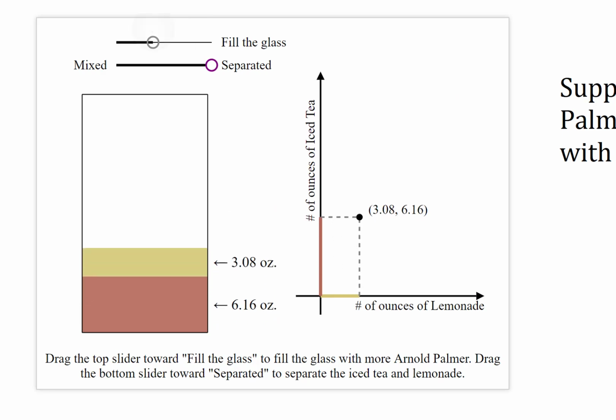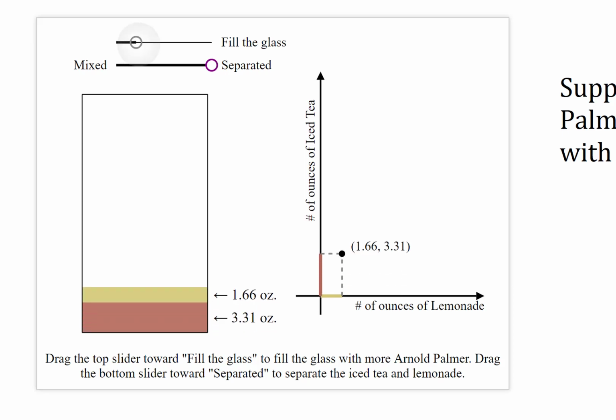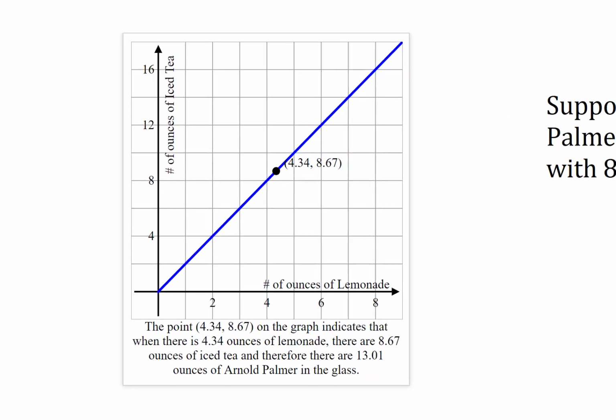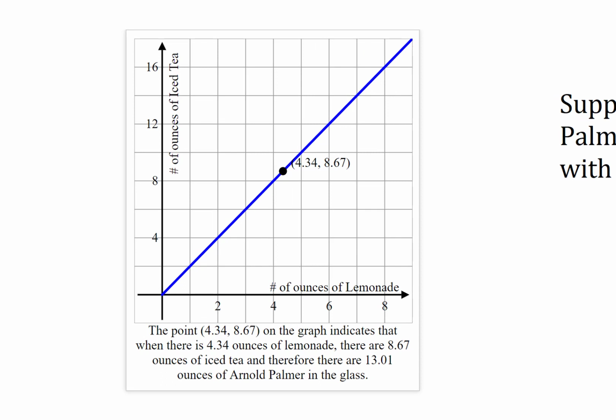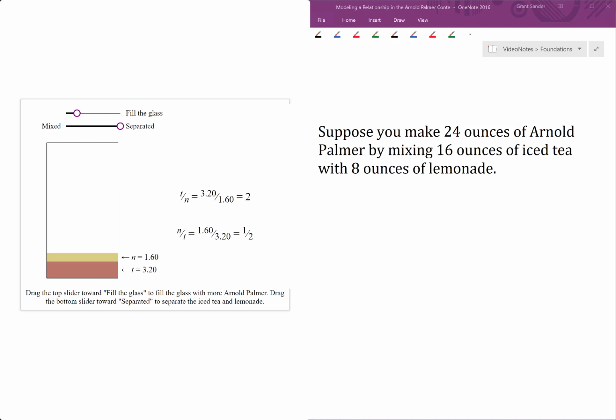So as we vary the amount of Arnold Palmer in the glass, that point is going to move accordingly. And if you imagine tracing that point as the glass fills, we're going to get a graph representing the relationship between those two quantities. So the result of tracing that is this graph given here. In this case, the graph is actually a straight line, which we expect to see for a proportional relationship. And any point on this graph tells us how the number of ounces of iced tea is related to the number of ounces of lemonade for some given amount of mixture or some given amount of Arnold Palmer that's in the glass.